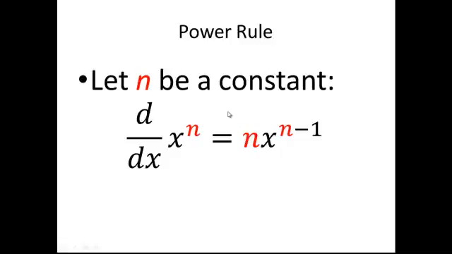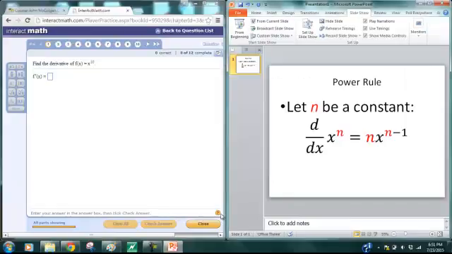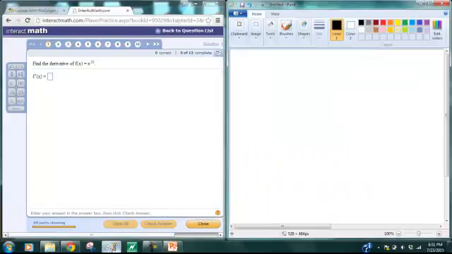Let's check some examples out. Okay, here we go. So I have some examples from interactmath.com here, and the first one is to find the derivative of x to the 10th power. So let me just write that out here. F of x equals x to the 10th power.